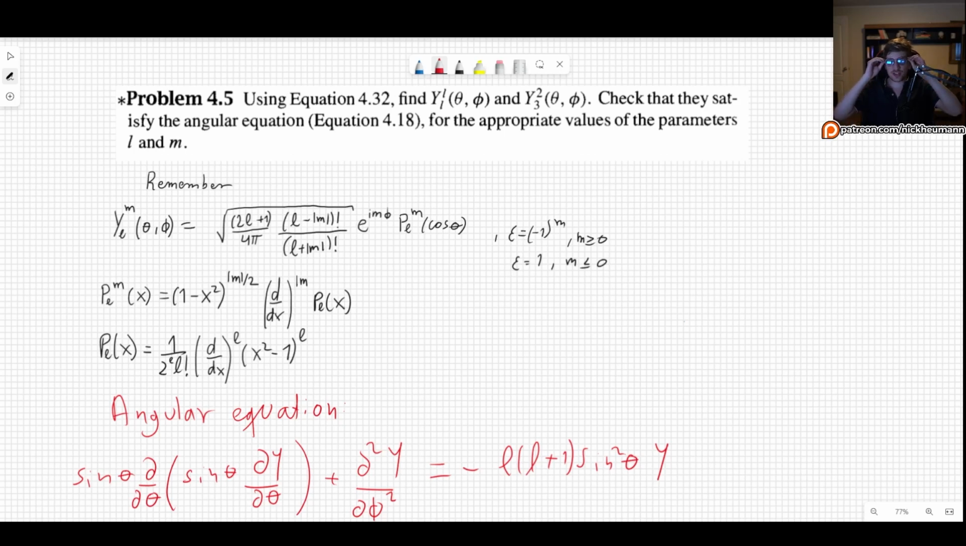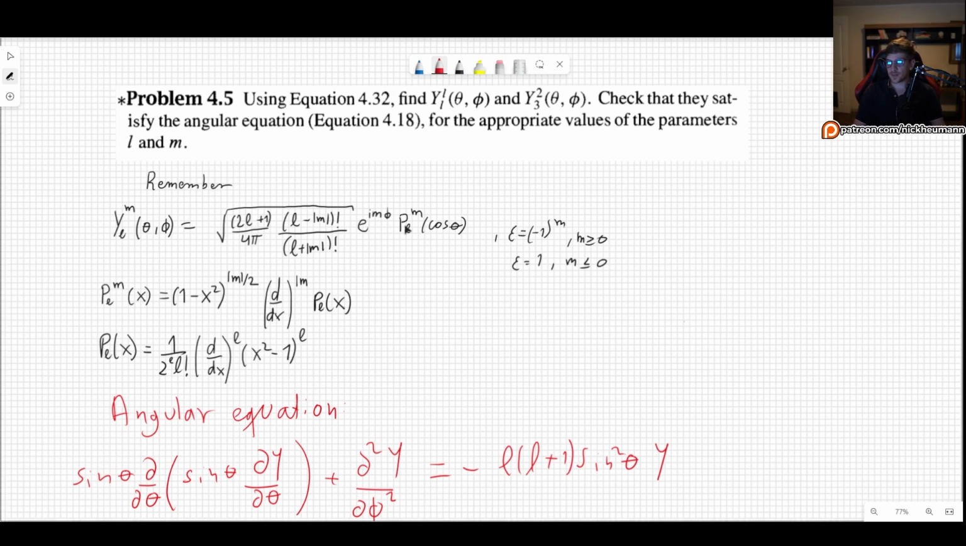Welcome! In this video I'll show you how to solve problem 4.5 as it appears in the third edition of Griffiths Introduction to Quantum Mechanics. Now this problem will allow us to further understand how to use spherical harmonics and also get a better understanding of why they are actually the solutions to the angular part of the Schrödinger equation in 3D.